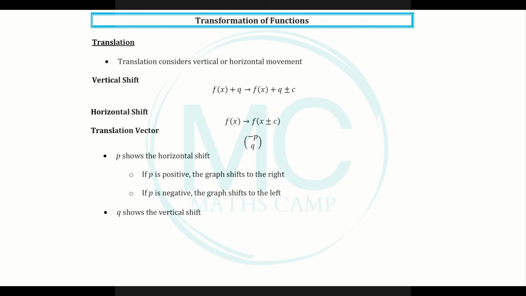Q shows the vertical shift. If Q is positive, the graph shifts upwards, but if Q is negative, the graph shifts downwards.